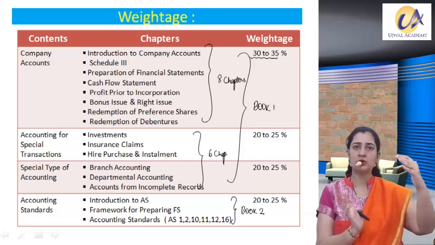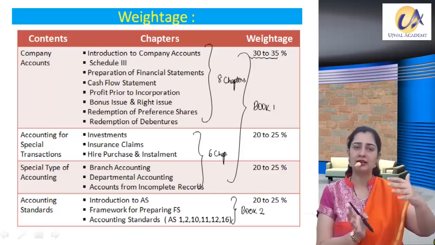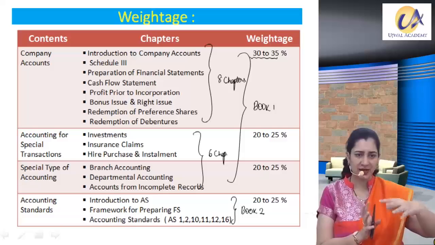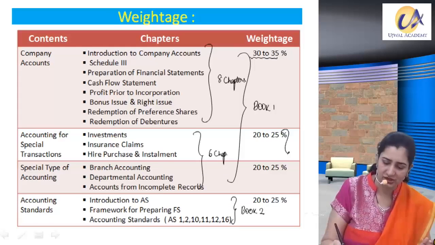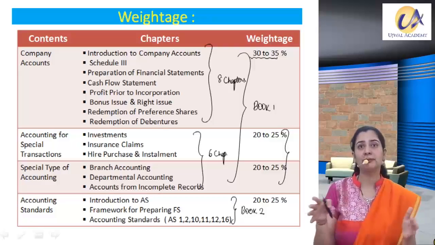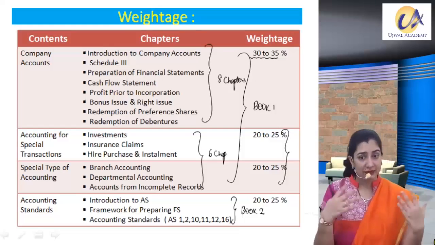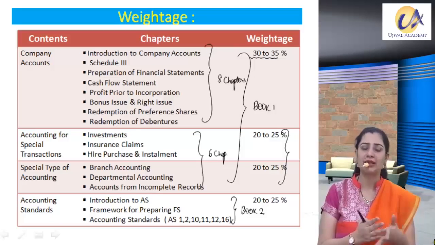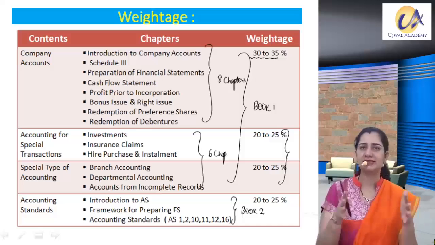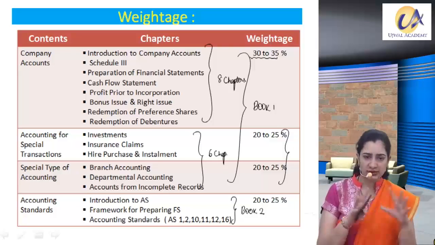My company accounts is like 30 to 35%, and my special investments and branch and all those accounts and everything, we have got again a good weightage. If I consider these 6 chapters, it is 40 to 50% weightage. And even my accounting standards, we know compulsory question of 20 marks comes from there. So 20 to 25% is basically that. Okay, so this is how it works.